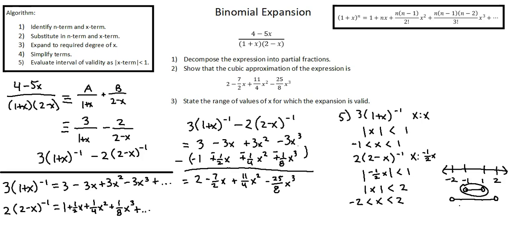So in finalizing the evaluation of interval of validity, the expansion is valid in the range of negative 1 is less than x is less than 1. We've completed all 3 requirements of our analysis. This concludes binomial expansion example 4.